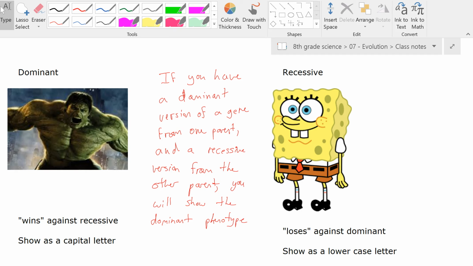We are going to look at how to figure out what you're going to look like when we have a dominant and a recessive trait. So dominant wins in a fight against recessive, recessive loses in a fight against dominant. But if we have just two recessives, two of the SpongeBobs, then we're going to show the SpongeBob trait. We're going to show the recessive trait. If we have two dominants, we're going to show the dominant trait, the Hulk trait here.